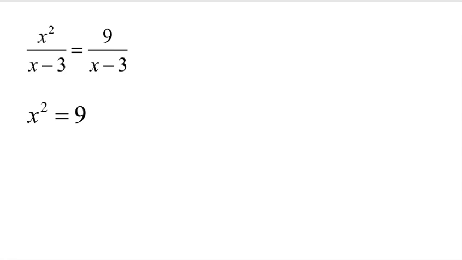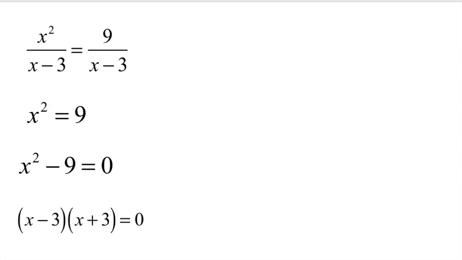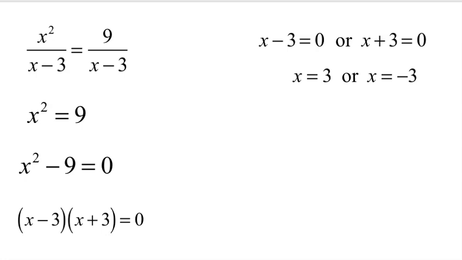We'll subtract 9 from both sides. x squared minus 9 will be 0. And then we factor that to get x minus 3 times x plus 3 is 0. Which tells me then that x minus 3 is 0 or x plus 3 is 0. Solving that, we get x equals 3 or x equals negative 3.